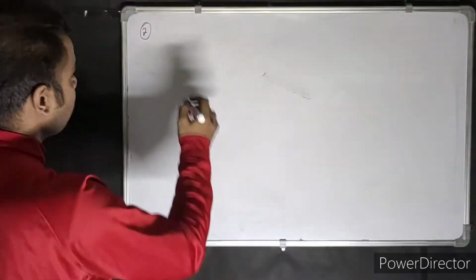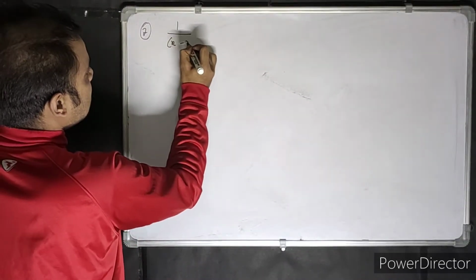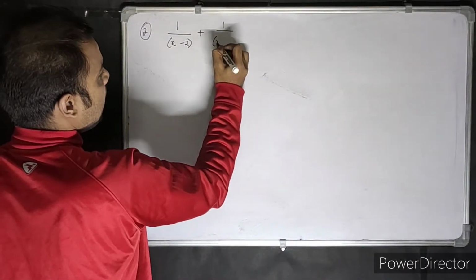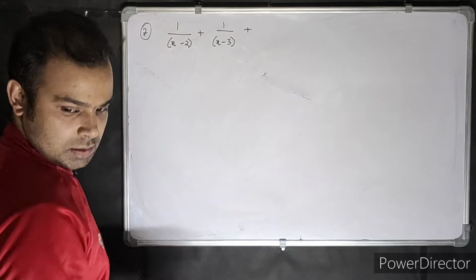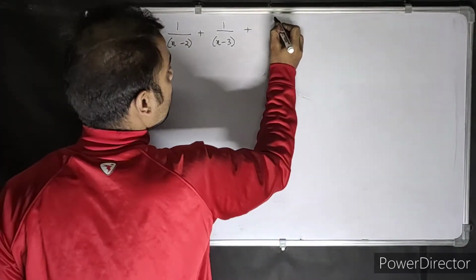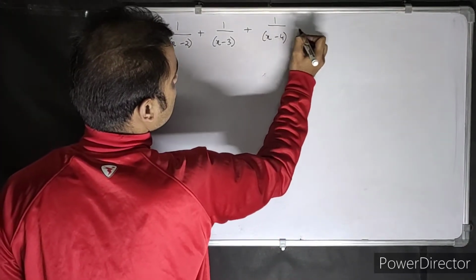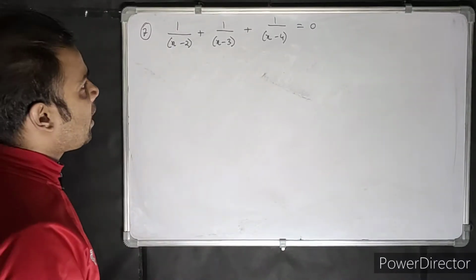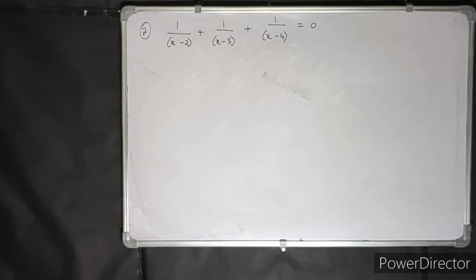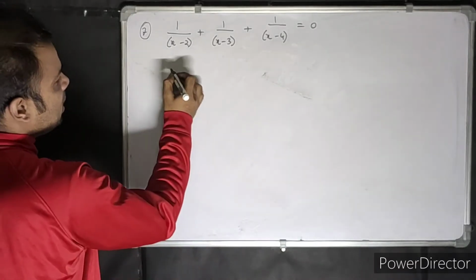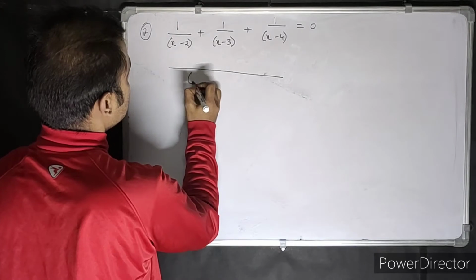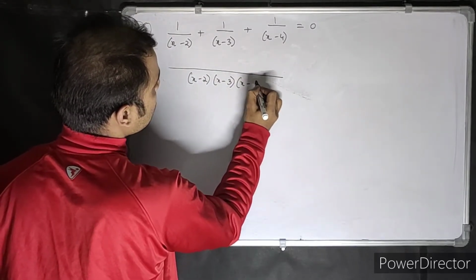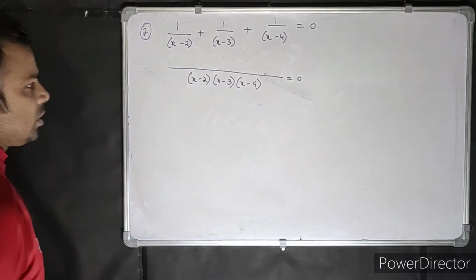Don't do that. 1 by x minus 2 plus 1 by x minus 3 plus 1 by x minus 4 is equal to 0. So you have to do this question. It's a very nice question. So what are you going to do? Just do your normal LCM: x minus 2, x minus 3 and x minus 4, of course equal to 0.